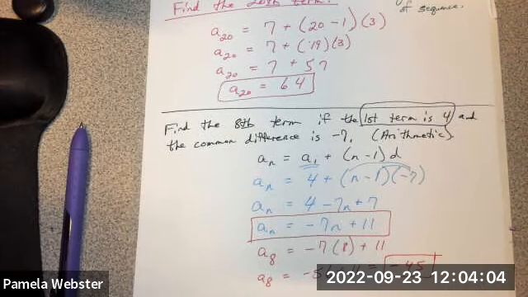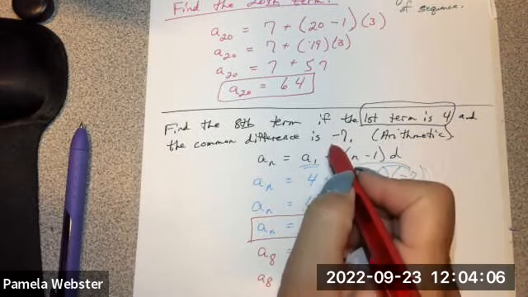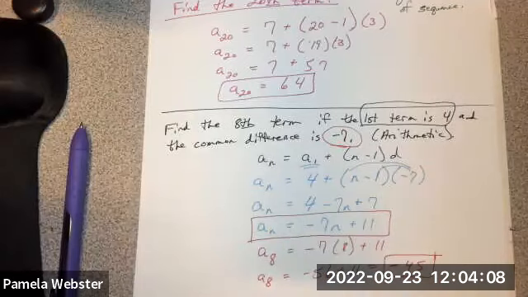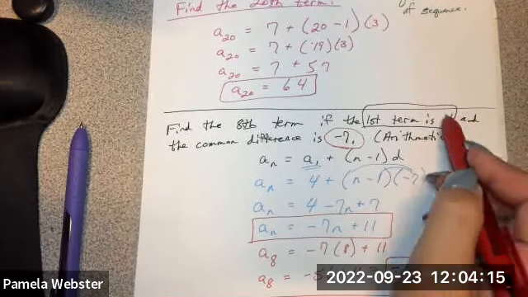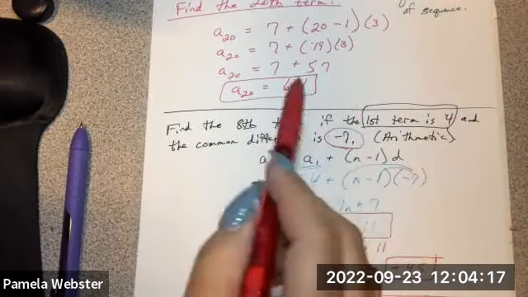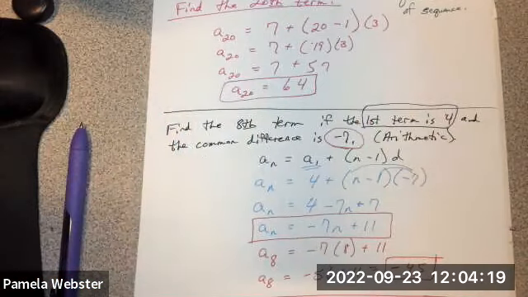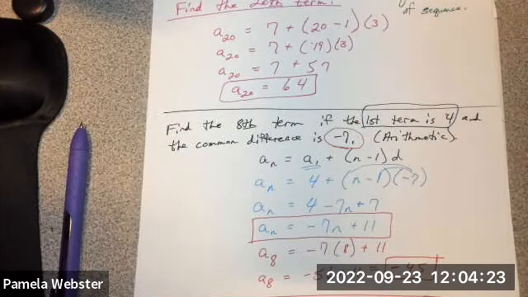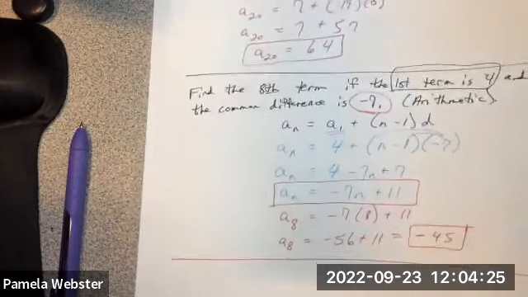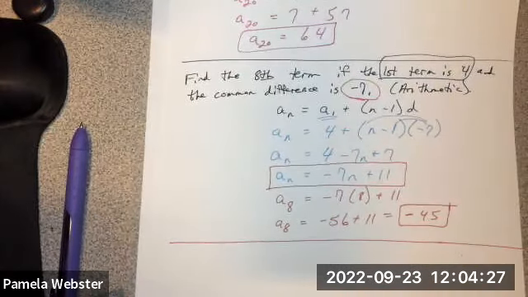Okay, let's think about that for a second. They said my difference is a -7, and we didn't talk about that at all. So I'm getting a -45. We started at 4, but we went -7, -7, -7 for 8 terms or 7 terms to get to the 8th term. And I'm hearing it's a -45. So let's just check real quickly and think about it.